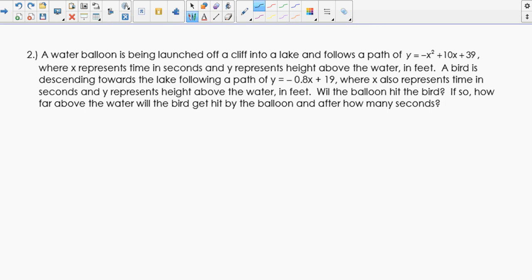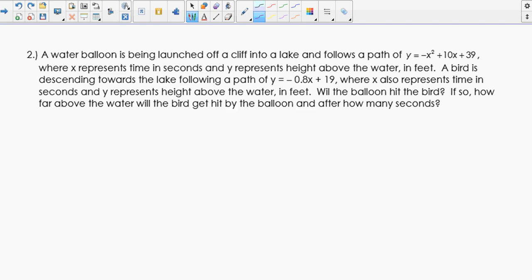This one says a water balloon is being launched off of a cliff into a lake, and follows the path of that in standard form, where X represents time in seconds and Y represents height above the water in feet. A bird is descending toward the lake following a path of that, which is a linear equation, where X also represents time in seconds and Y represents height above water in feet, so X and Y are the same in both equations. Will the balloon hit the bird? If so, how far above the water will the bird get hit by the balloon, and after how many seconds?